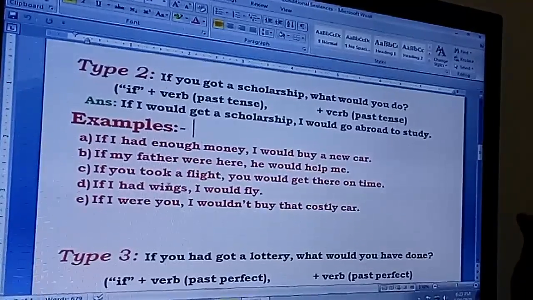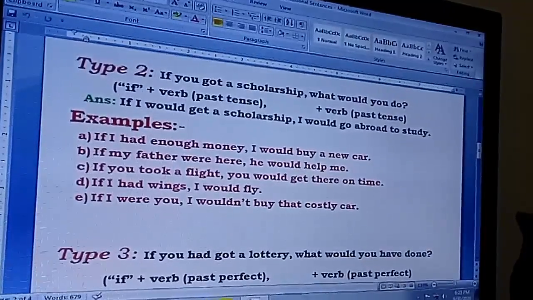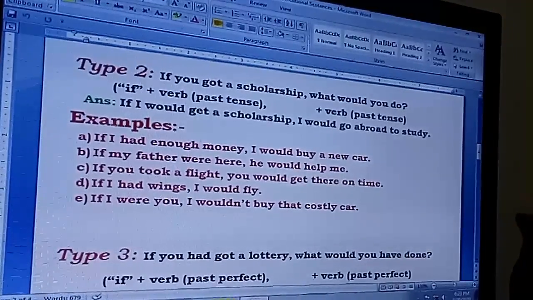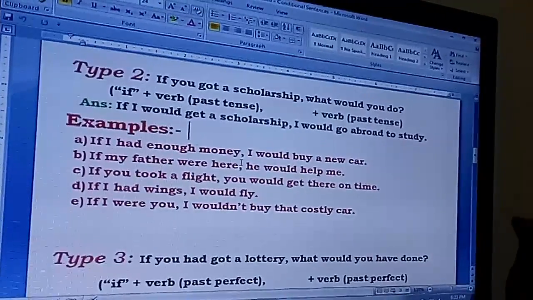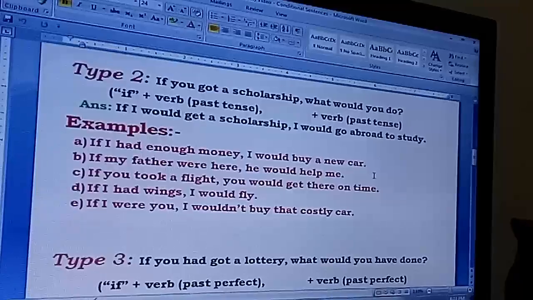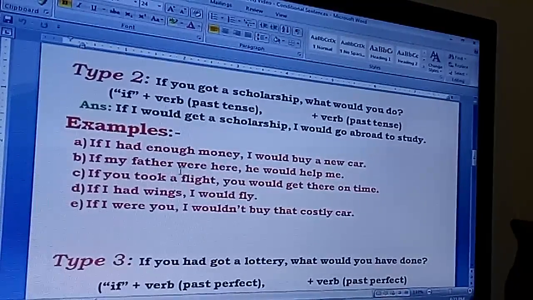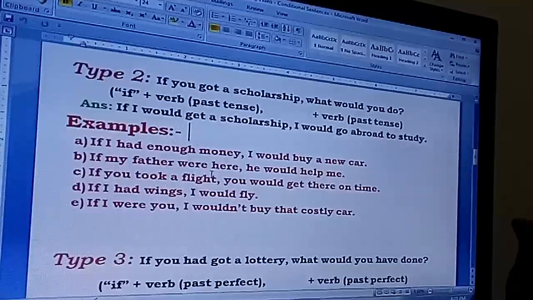Again, a few examples. There will be more examples like that, but I have just jotted down 5 of them for you to know the pattern of the sentence. If I had enough money, I would buy a new car. If my father were here, English is absolutely correct.